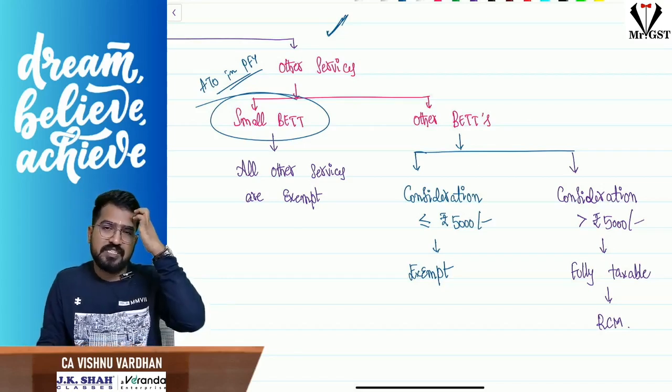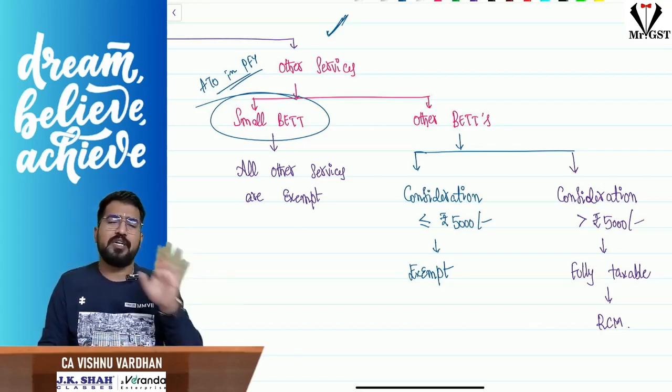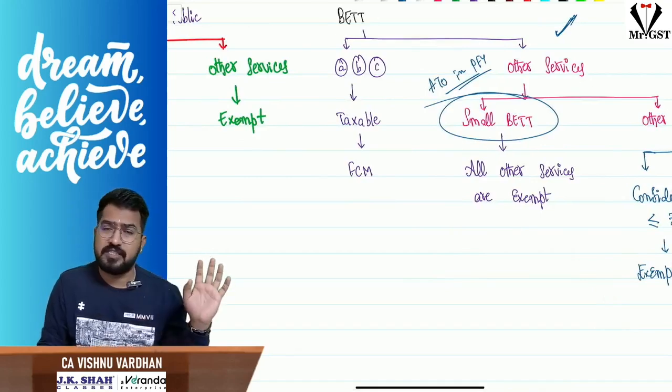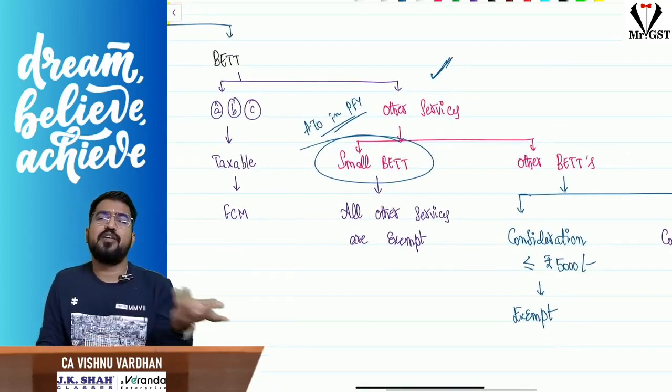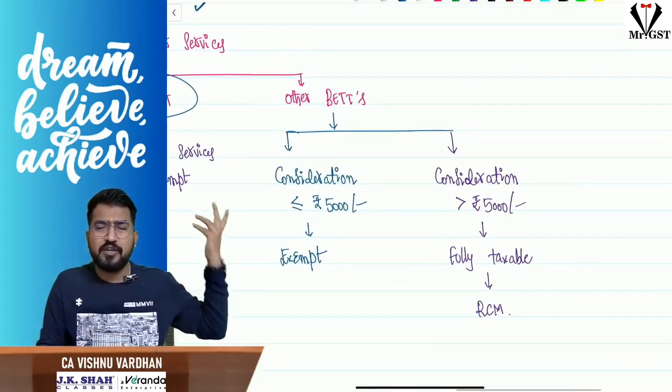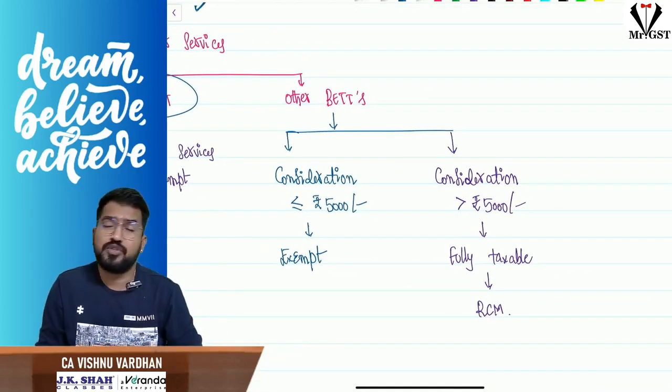For such type of business entity, any service provided by government is exempt, other than ABC, because ABC is always taxable for every business entity. So if you are a small business entity, all other services are exempt. But no sir, I am not a small business entity, my turnover is per annum 100 crores, 150 crores sir, what should I do? Then for you, one relaxation is there.